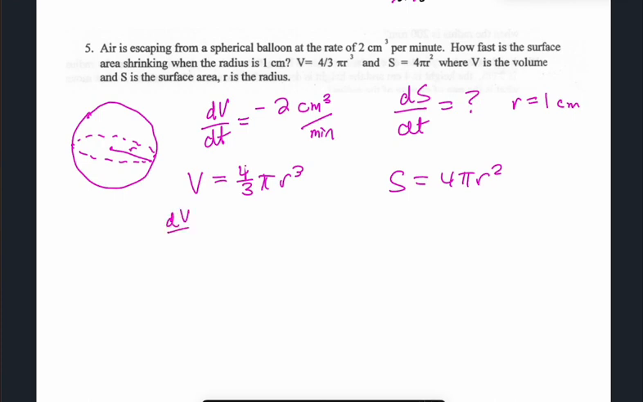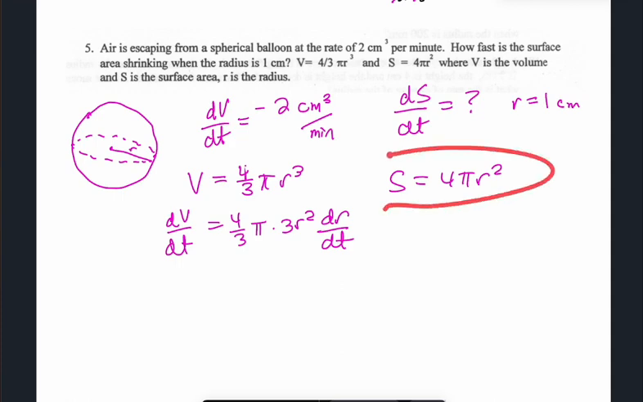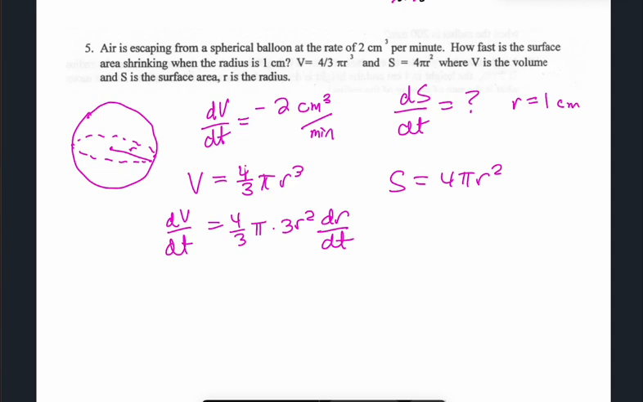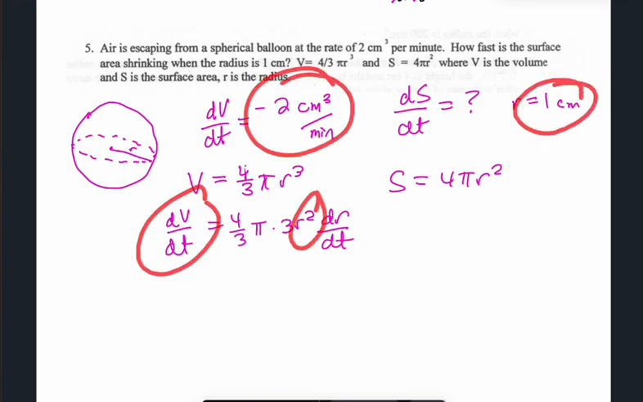So we get dV/dt equals 4/3 pi times 3r squared dr/dt. Now, why is that important? Well, if I know the rate of the change in our radius, this formula then has a radius in it. And so I can do some clever maneuvering there. Okay. So let's use this equation to solve for dr/dt, okay? Because I know that dV/dt is -2 and the radius is 1. So let's plop in what we know.